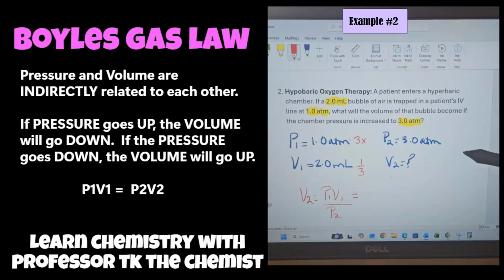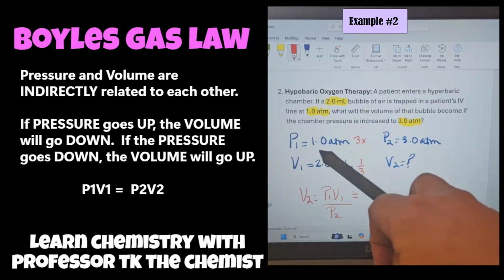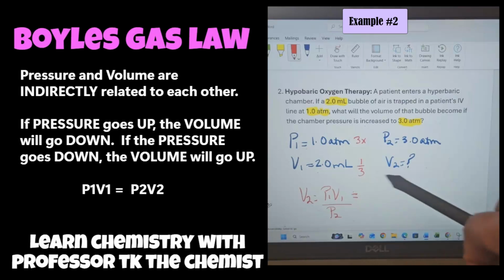So see, in this example right here, it tripled, but this one is cut by a third. And if this is cut by a third, I'm going to predict that the answer is something like 0.666. It just keeps going. That's what I'm going to predict this answer is going to be, because a third of 2 is about that amount. All right.